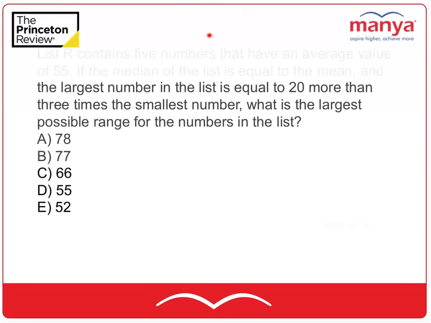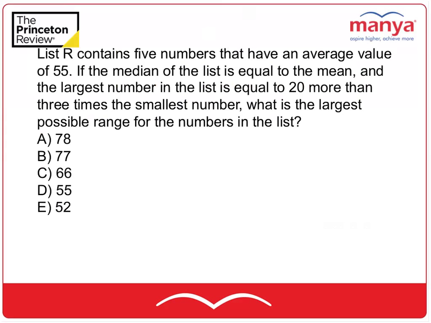So moving on to the next one. One more question which involves median, average and range, but this is a problem solving question. List R contains 5 numbers that have an average value of 55. So I know the count is 5 and the average is 55. Immediately I know I can get the total of the 5 numbers.